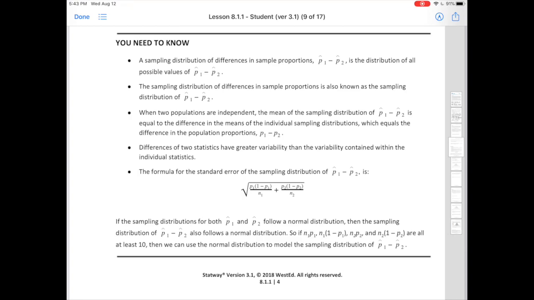Okay, so far this is all stuff that we saw in the last problem, right? So if you want to know the center of P1 hat minus P2 hat, it's just going to be the difference in the two original means, P1 minus P2.